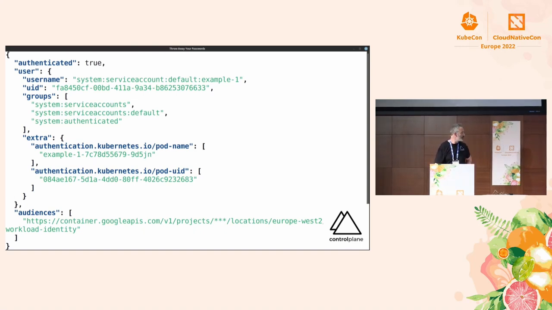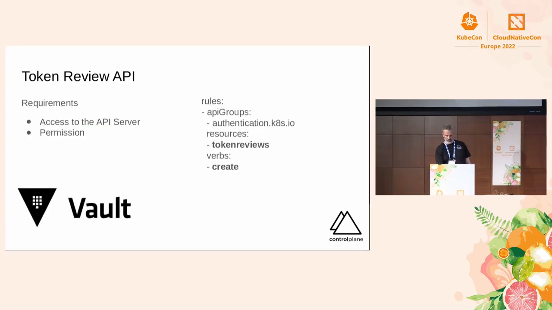The username, the fully qualified name of the service account there. You might use the groups. And now you can use this information to start to make authorization decisions. And this is the most common way of integrating Kubernetes workloads with HashiCorp Vault, a Kubernetes authentication method. So now we can get dynamic secrets, passwords, API keys, certificates from Vault. That's pretty cool.